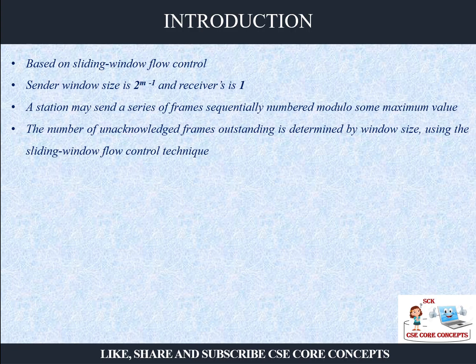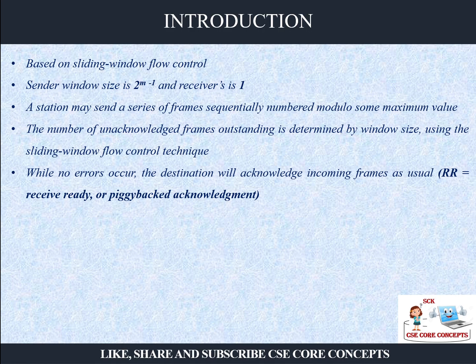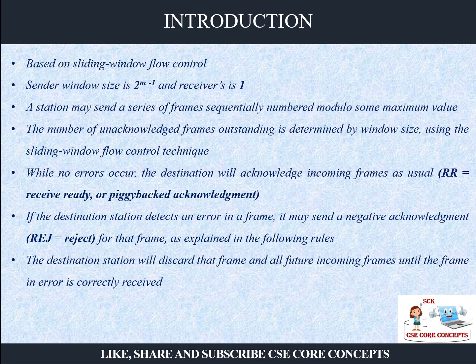Now the number of unacknowledged frames outstanding is determined by the window size using the sliding window flow control technique. Let us assume that there are no errors, that is, none of the frames got damaged or lost. Then the destination will receive all the frames and acknowledge incoming frames with the signal RR, that is called receive ready. So RR 4 means that I have already received frames up to 3 and I am now ready to receive the 4th frame. This type of acknowledgement is also called the piggybacked acknowledgement.